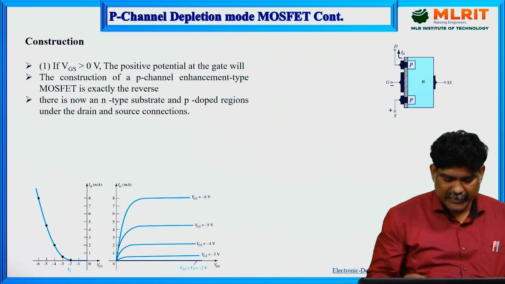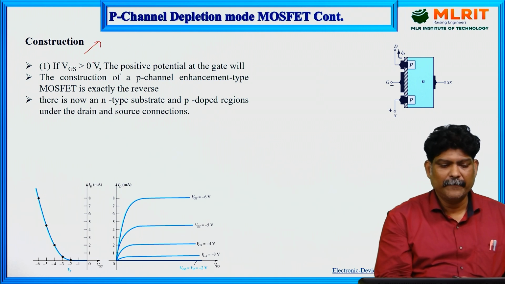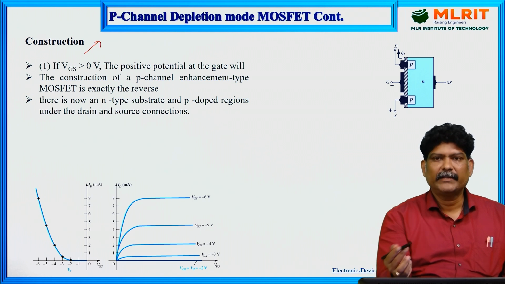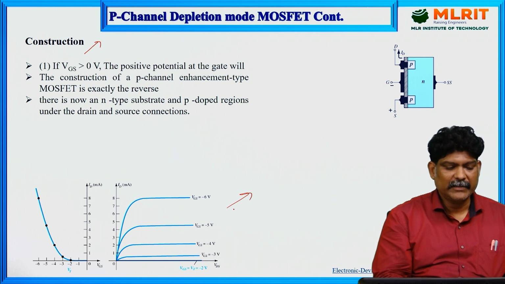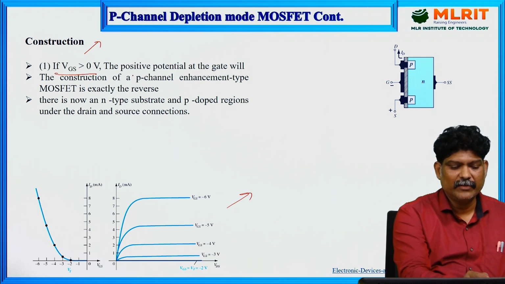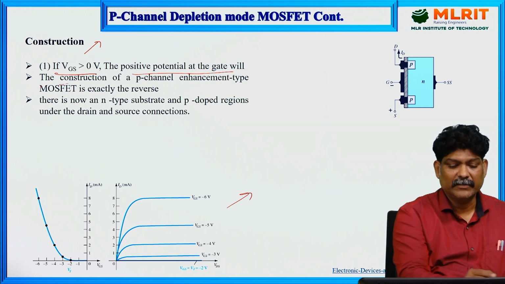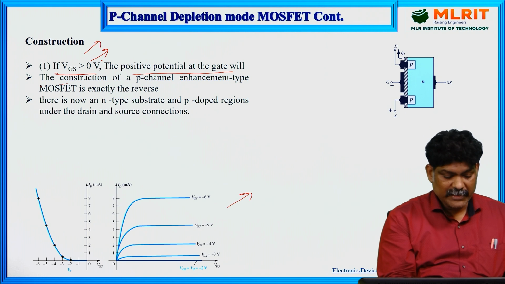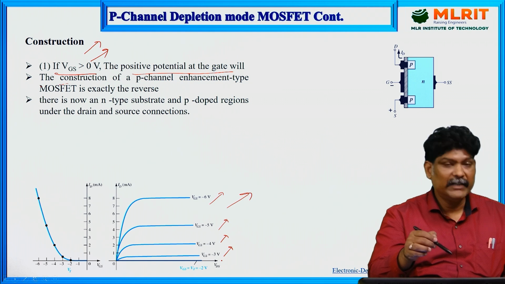Coming to the P channel construction, this is almost similar to the N channel construction. The only thing is the polarities must be reversed. Here you have characteristics. If VGS is greater than 0, the positive potential at the gate, so if VGS increases here, what happens? Negatively increases means the current decreases, right?